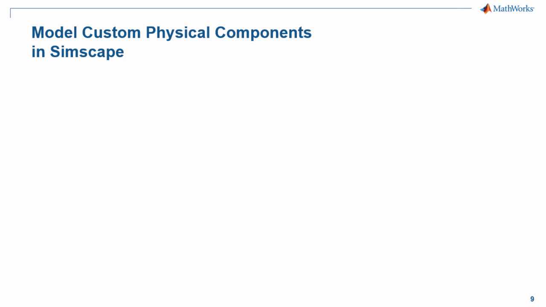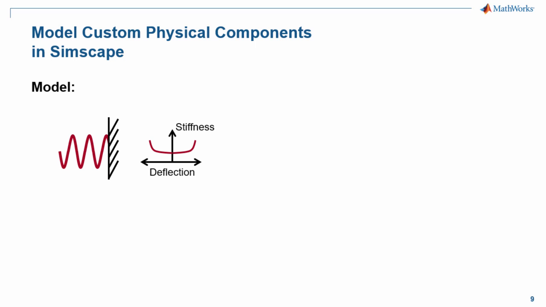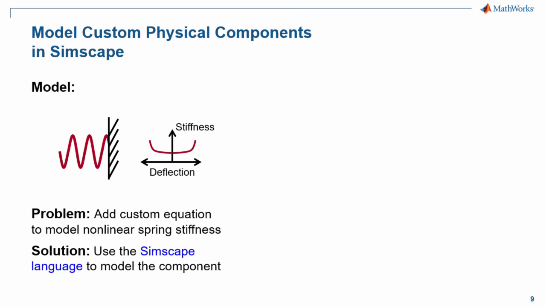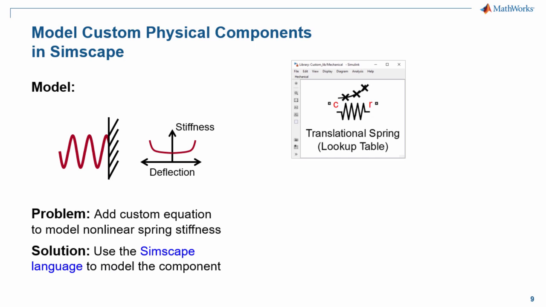In this demonstration, we're going to see how we can model custom physical components using Simscape language. We wish to create a model of a spring whose stiffness is nonlinear. We're going to create this spring using the Simscape language. The component we create will look like this.